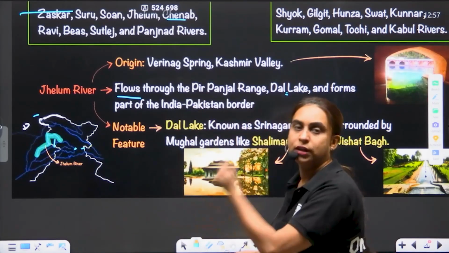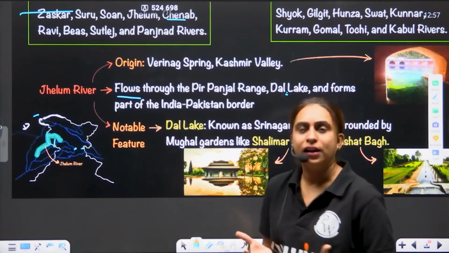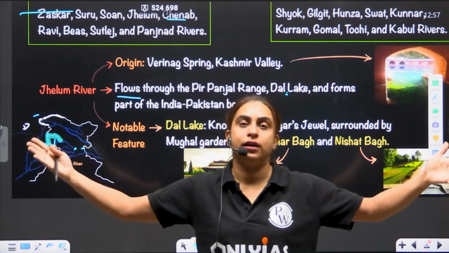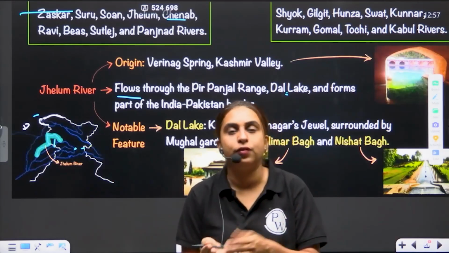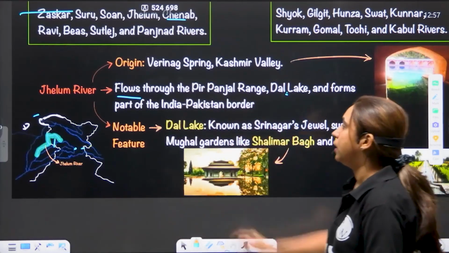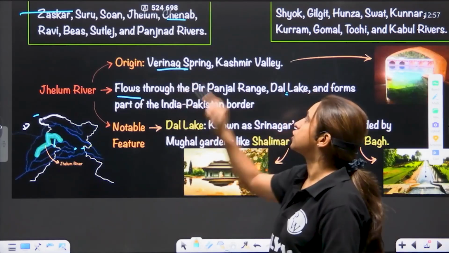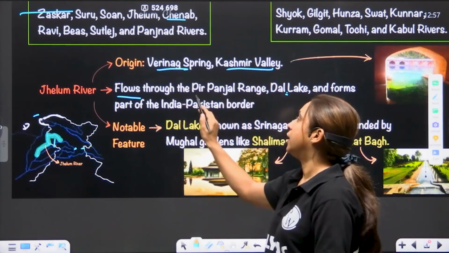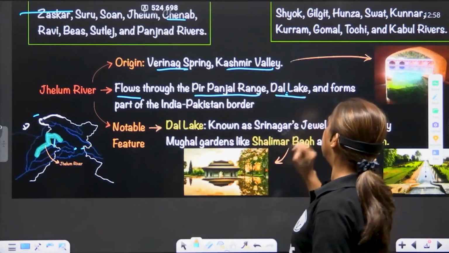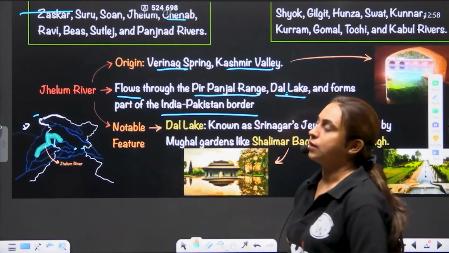Srinagar is on Jhelum, Dal Lake is on Jhelum, and Dal Lake is considered to be a remnant of a very, very big lake, Wooler Lake. So Wooler Lake is also along the bank of the Jhelum. Here its origin is Verinag Spring, Kashmir. It forms the Kashmir Valley. It flows through the Pir Panjal range. There is Dal Lake, and it forms a part of the India and Pakistan border.